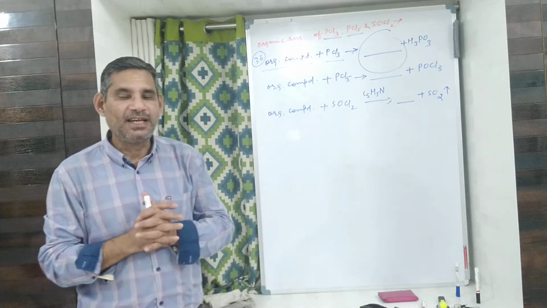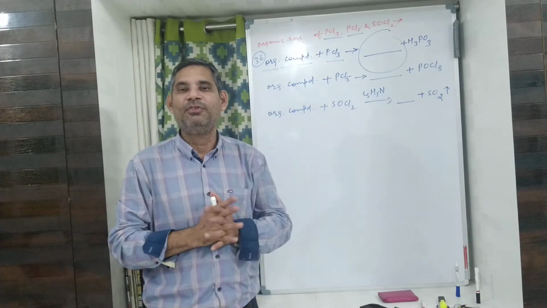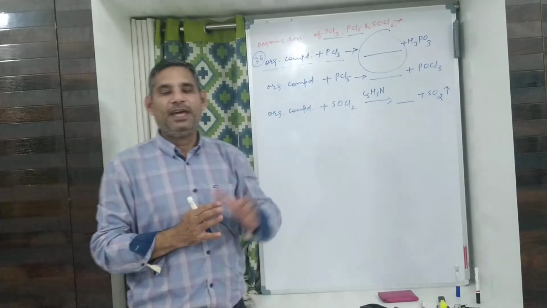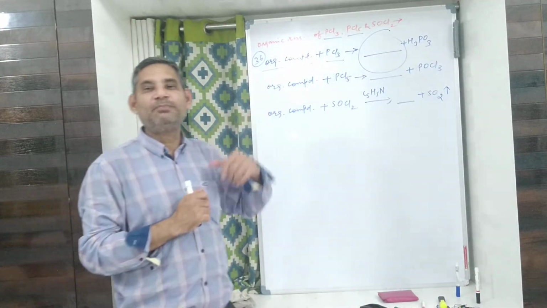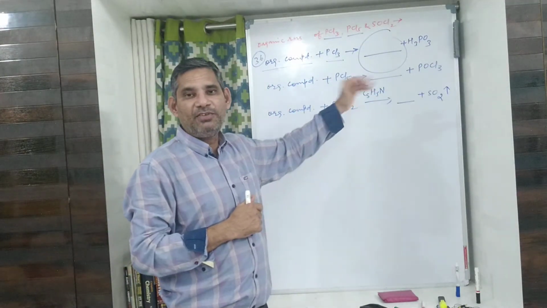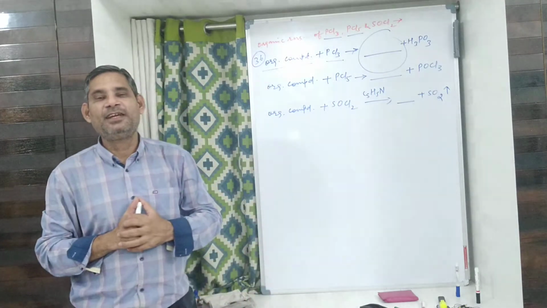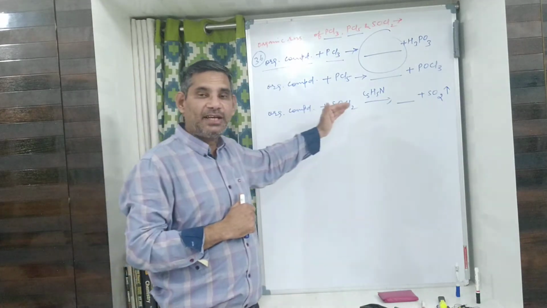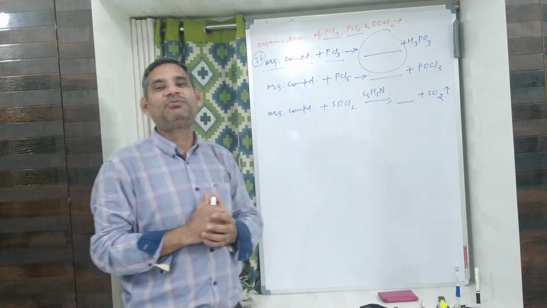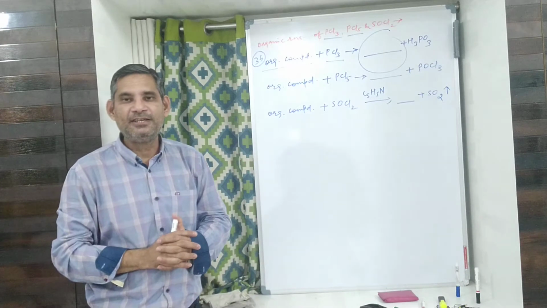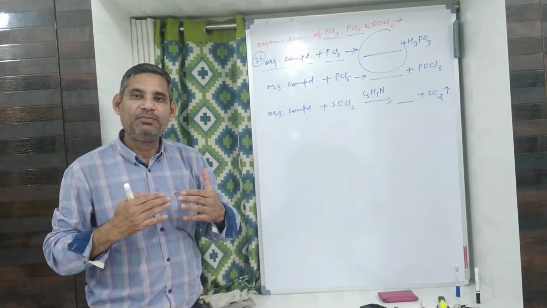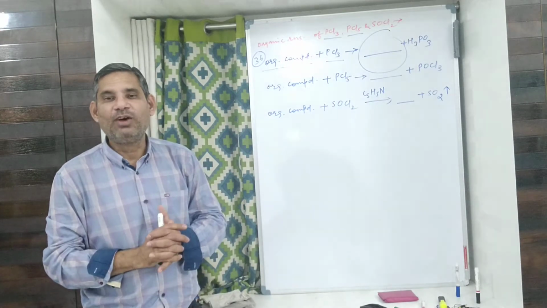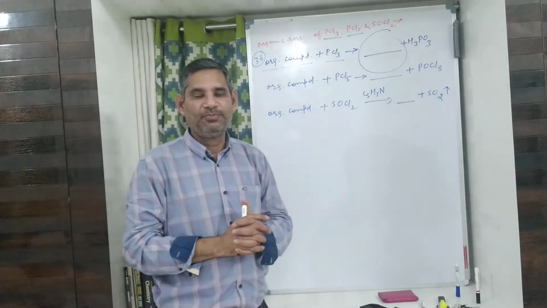Whenever PCl3 reacts with any organic compound, the product formed will always be H3PO3, if that reaction is possible. If any organic compound reacts with PCl5, the product formed will always be POCl3, that is phosphoryl chloride. And if any organic compound reacts with SOCl2 in presence of C5H5N, heterocyclic pyridine, then the product formed will always be SO2. Now we will be taking one by one all the three reactions.